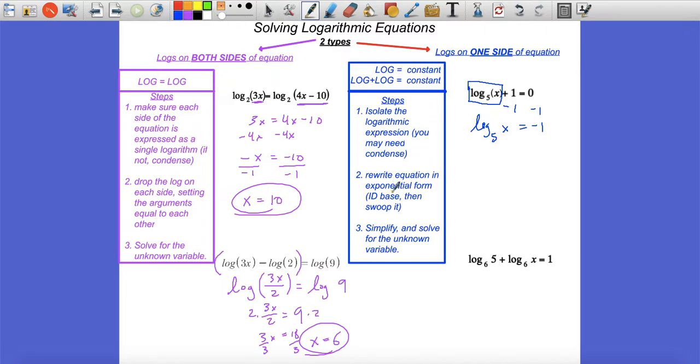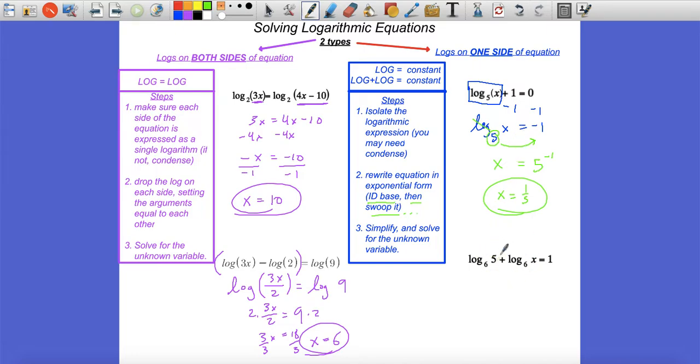So remember, when we do that, the steps were identify the base, swoop it, and then rewrite the other type of equation on the other side, or expression. So here's our base, it's 5. We swoop it over here. We rewrite the right side as 5 to the negative first power. Remember, that's the base, that's the base. Bases have to stay the same. And then we remove the log's base, the log's gone. So we have x equals 5 to the negative first. And then we know that that's 1/5, 1 over 5 to the first power, or we can use your calculator and get x equals 1/5. So that's how we solve when there's a log on just one side.